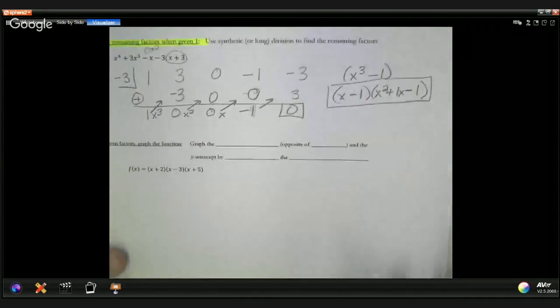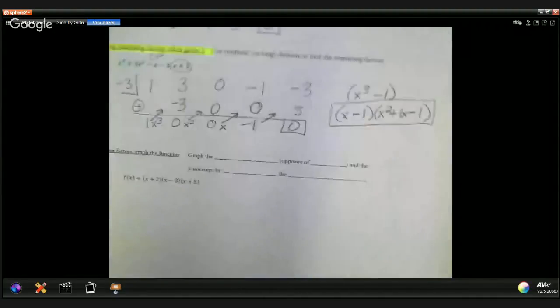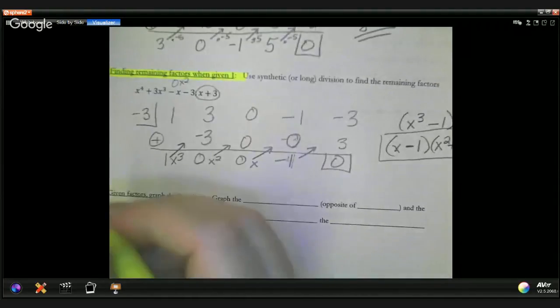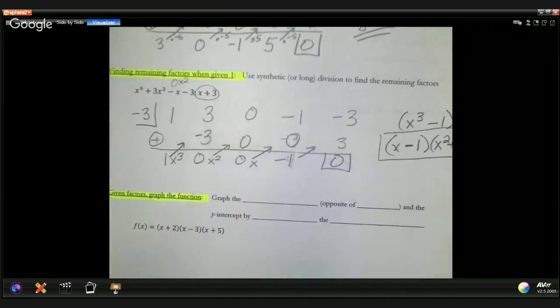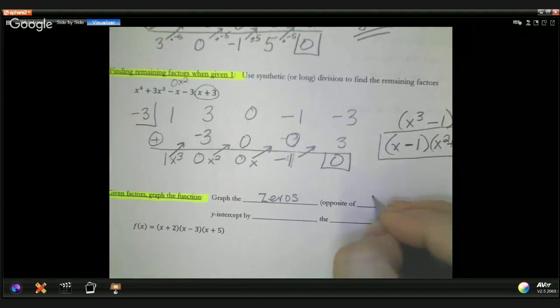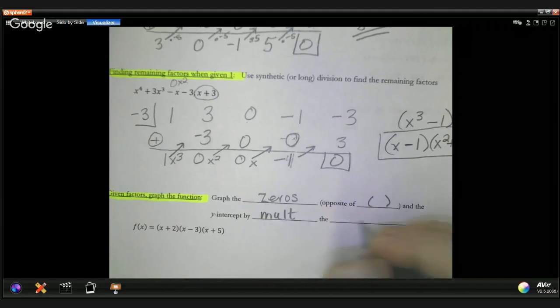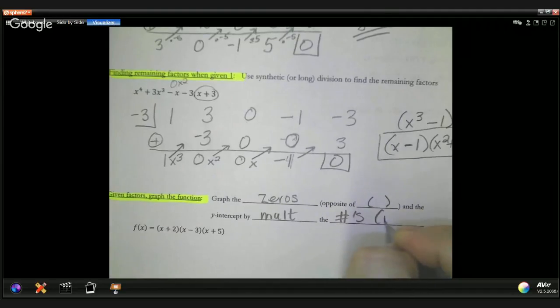All right, the last type of problem that we're going to look at is actually graphing given the factors. Zoom in some. There we go. So now we're going to actually graph it knowing that we have all the factors. So what you do is you start off by graphing the zeros, and it's the opposite of the parentheses. And we've said that all year, it's the opposite of parentheses. And I want you to find the y-intercept by multiplying the numbers. No variables, just numbers.